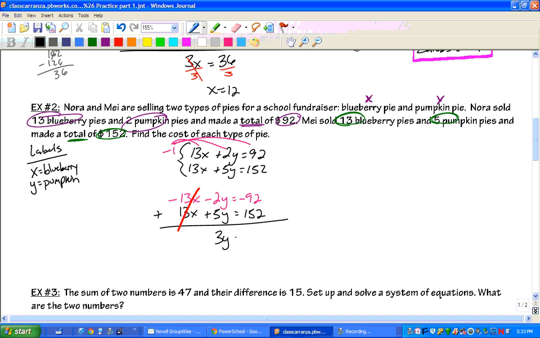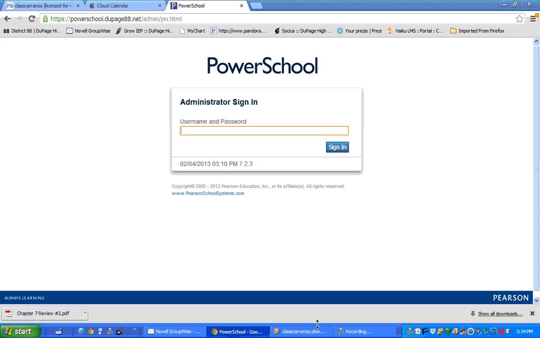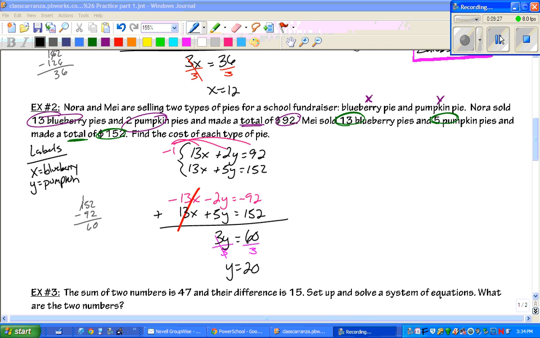Now we get 3y equals -92 plus 152. So 152 minus 92, borrow, and we get 3y equals 60. And then to get the y by itself, you divide both sides by 3, and we get y equals 20. Okay, we're back. So y equals 20.